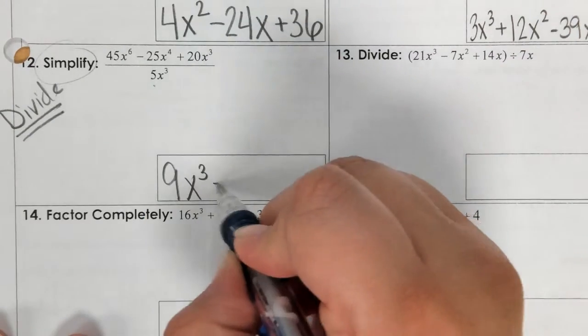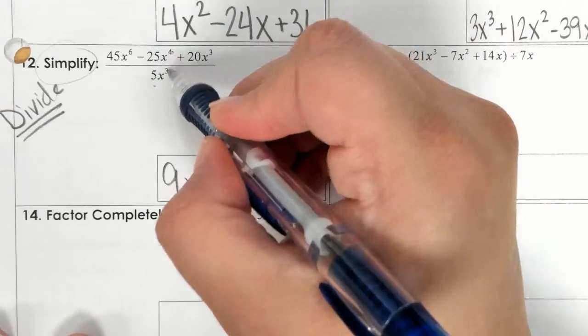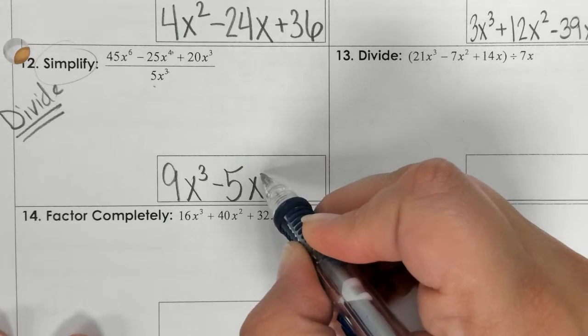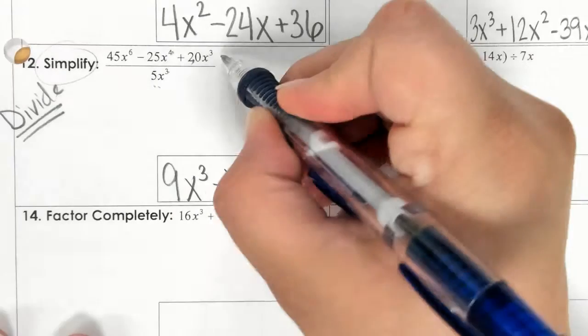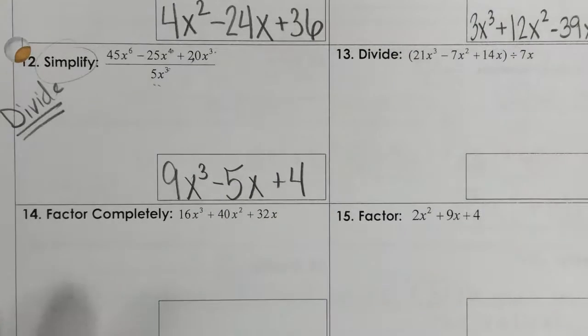Negative 25 divided by 5 is negative 5. And 4 minus 3 is x to the first. 20 divided by 5 is 4. And 3 minus 3 is 0, so I don't write that down.